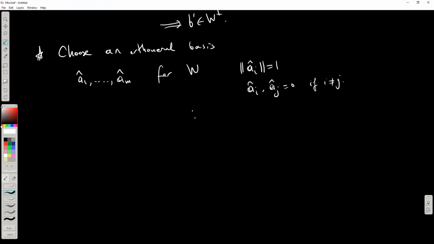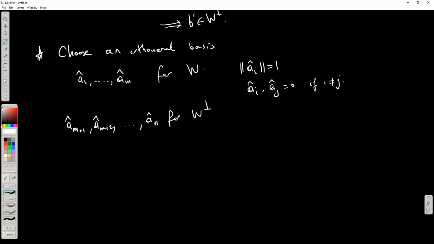Now, I can also choose an orthonormal basis for W perp, but I'm going to start the counting from M. So I'm going to call the first vector AM plus 1, and so on. And let's say that AN is the last vector. Okay, so that's an orthonormal basis for W perp.